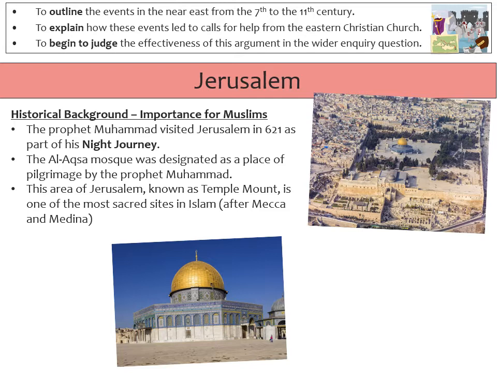It's called the Al-Aqsa Mosque, and it was designated as a place of pilgrimage by the Prophet Muhammad in his lifetime. And in the Islamic faith, it's the third holiest site that Muslims can visit. This area around the Al-Aqsa Mosque became known as Temple Mount, and it's one of the most sacred sites. It doesn't just include the Al-Aqsa Mosque, it includes the Dome of the Rock, which you can see below as well. So it's important to note that Jerusalem is important for Jews, Christians and Muslims.